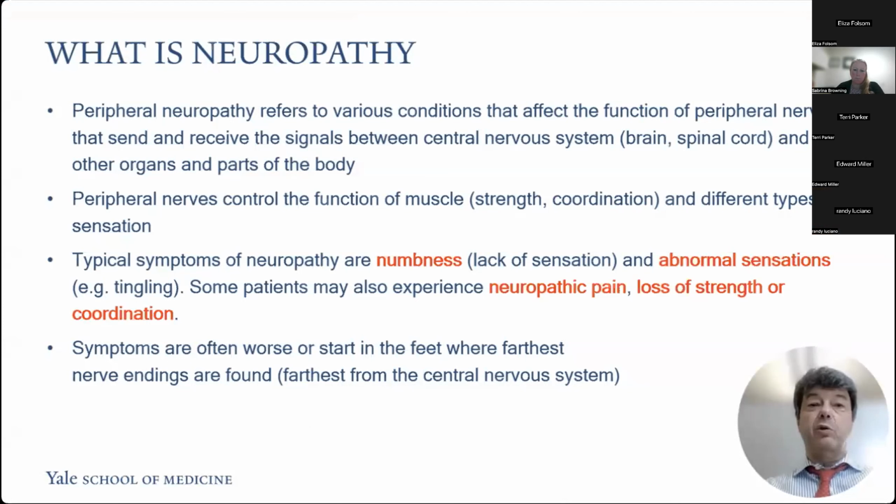Peripheral nerves control the function of muscles and different types of sensations. Typical symptoms of neuropathy include numbness or lack of sensation, and different types of abnormal sensations like tingling. Some patients may also experience neuropathic pain, loss of strength, or loss of coordination. Symptoms of neuropathy are often worse, or they start in the feet, where we find the farthest nerve endings, which are farthest from the central nervous system.